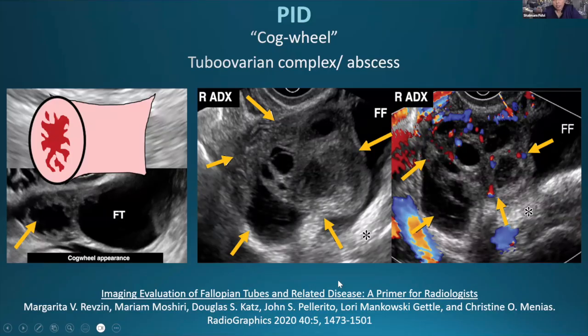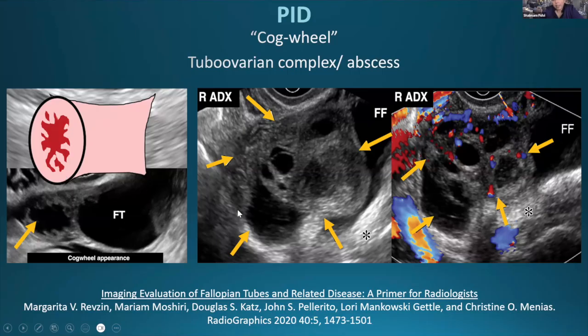These examples from the literature describe two other findings in pelvic inflammatory disease. The first is called the cogwheel sign, which is basically due to tubal inflammation. And what you see is a thickened fallopian tube. So these infolding projections have basically been likened to a cogwheel appearance.